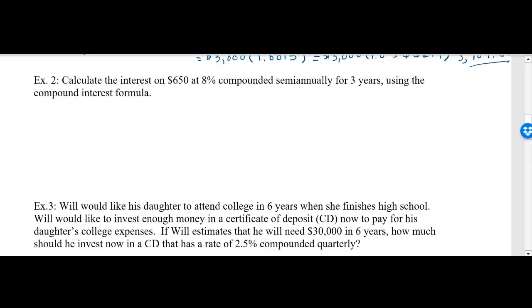Let's try another example. Calculate the interest on $650 at 8% compounded semi-annually. And we talked about this, so that would mean N is 2, because that would be twice a year, for 3 years. So there's our T, and here's our R written as a decimal. And here is our P.